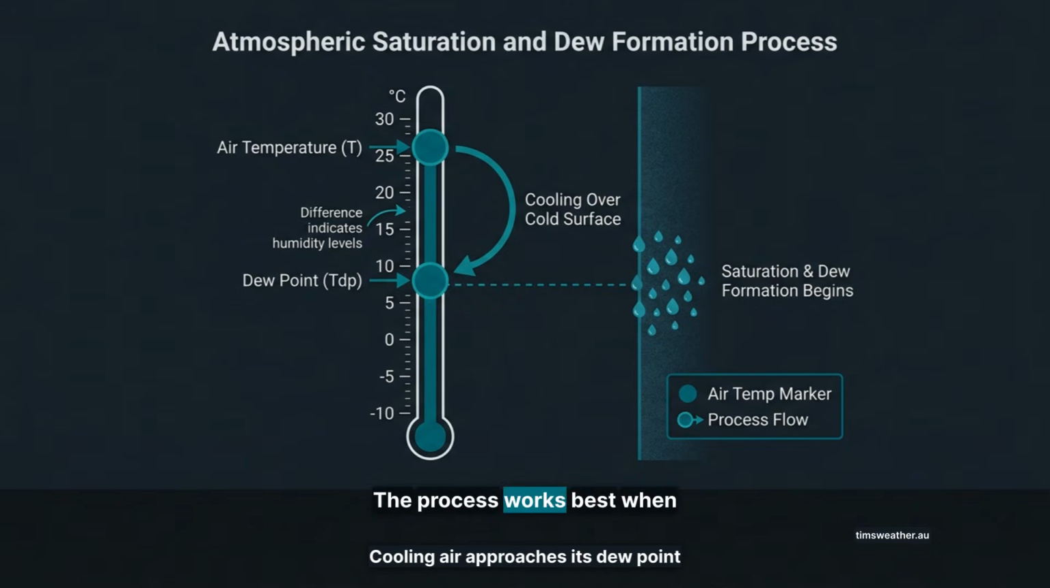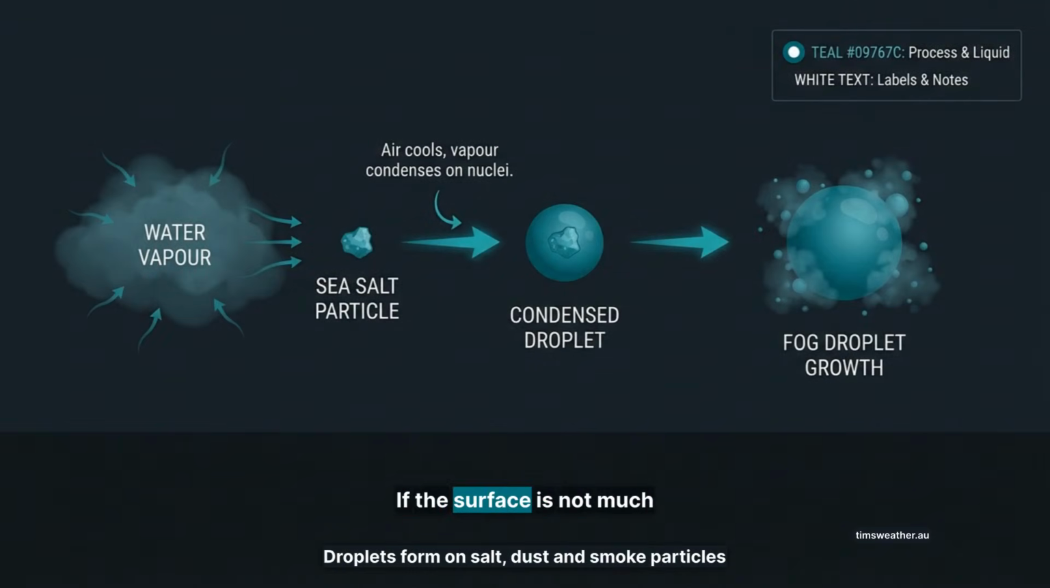The process works best when three ingredients line up: moist air, a colder surface, and enough wind to keep feeding that air across the temperature contrast. If the air is too dry, fog struggles to form. If the surface is not much colder, the air may cool but not enough to reach saturation.